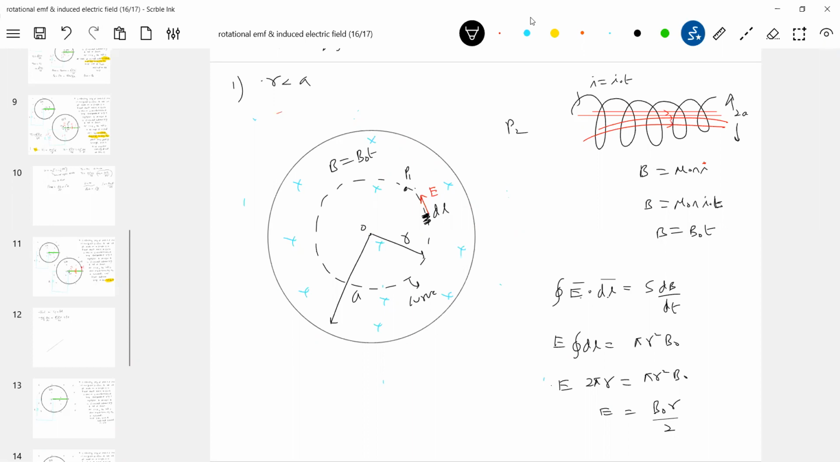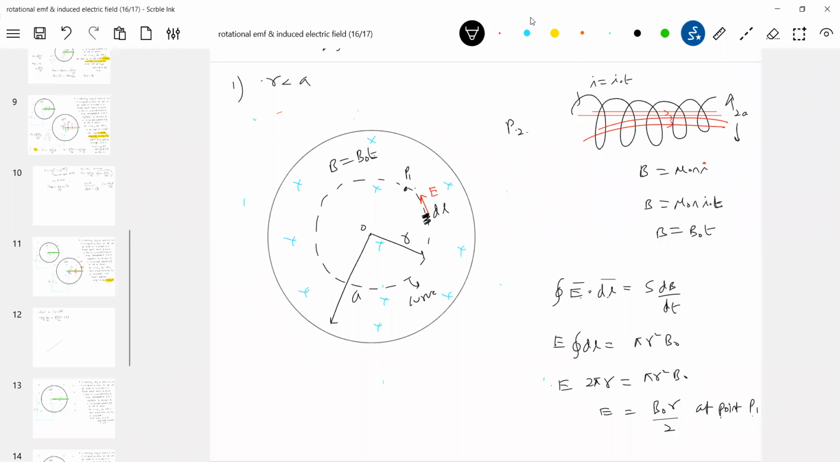Somewhere here, this is a point P1 outside the solenoid. We know that outside the solenoid the magnetic field will be zero, no? So no question of any induced electric field. But practically, if I keep a positive charge at point P1, will it experience any force? Yes, it will start moving like this. So this shows that some field is present. A charge at rest will not interact with a magnetic field; only a moving charge will interact with a magnetic field.